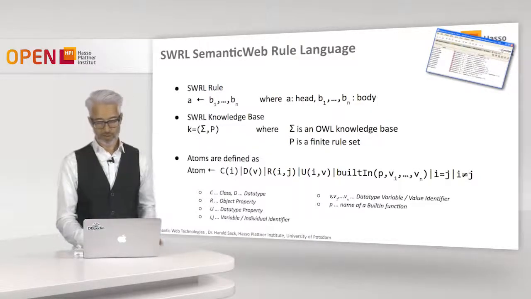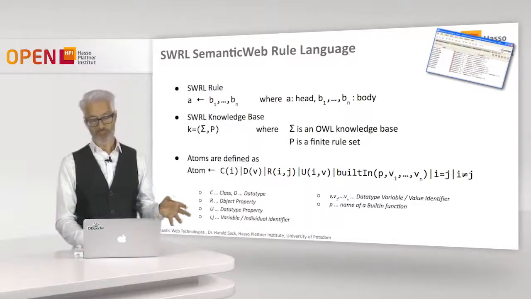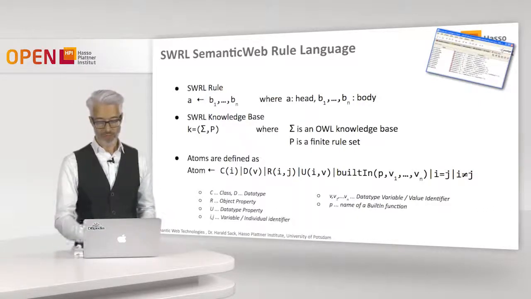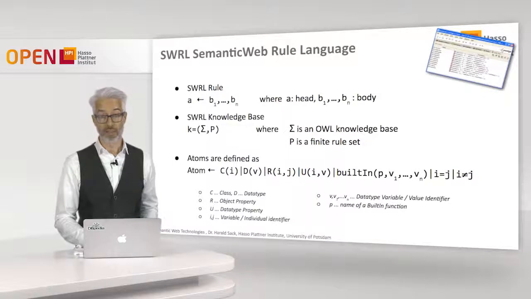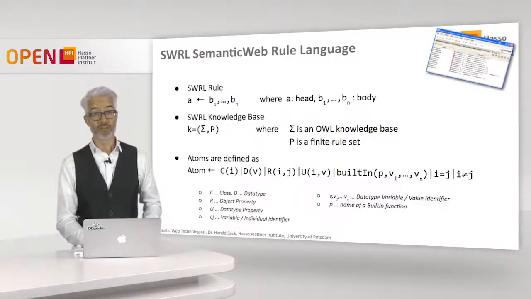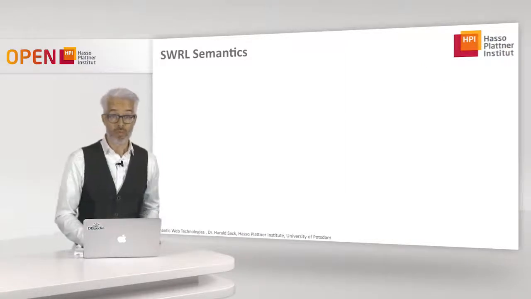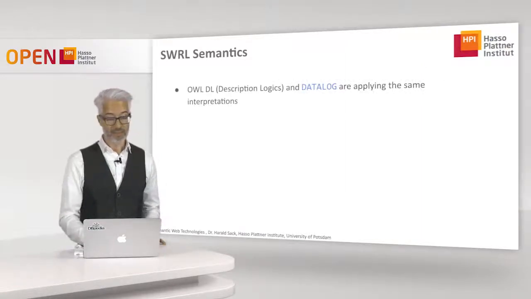And then you also have the possibility that an atom can represent a same as or a different from expression that you see here as I equals J or I does not equal J. So these usually are the so-called SWRL atoms. What about the SWRL semantics? So how do we interpret that?